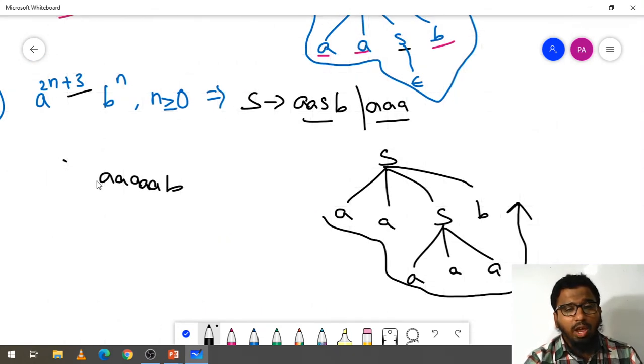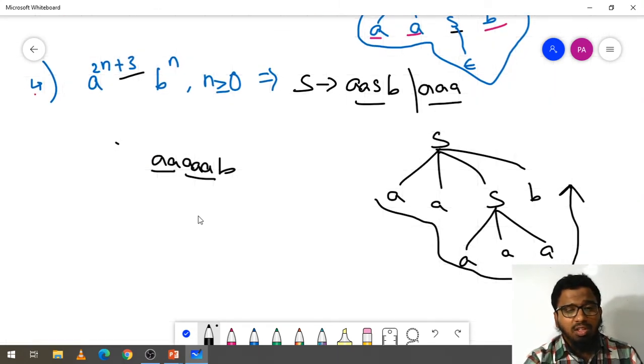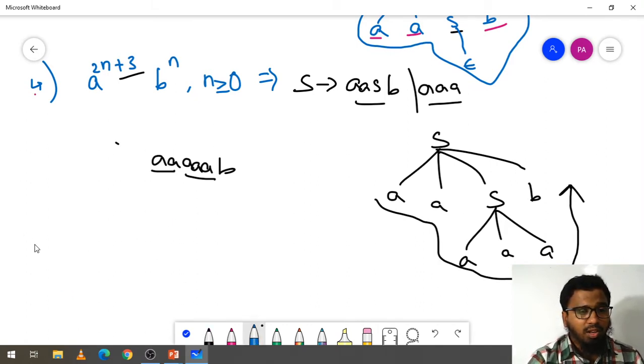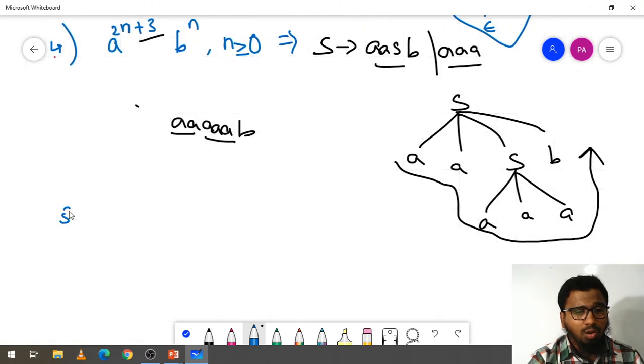So 2a means 2a and 3 means 3a, for a only. Okay, I hope you understand this fourth one also. This is very easy. If you do more practice, then it will be easy for you. Okay, we will do the next one now. We will take the next example, the fifth.